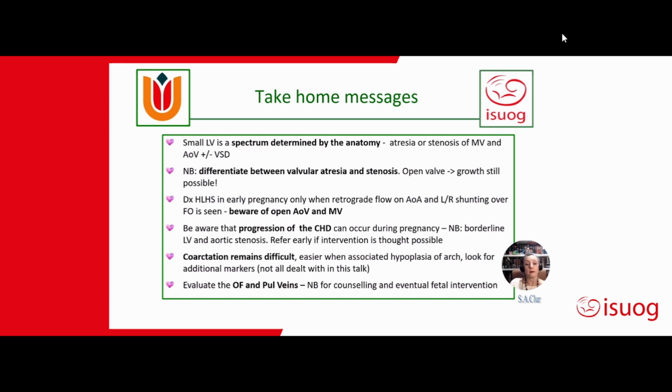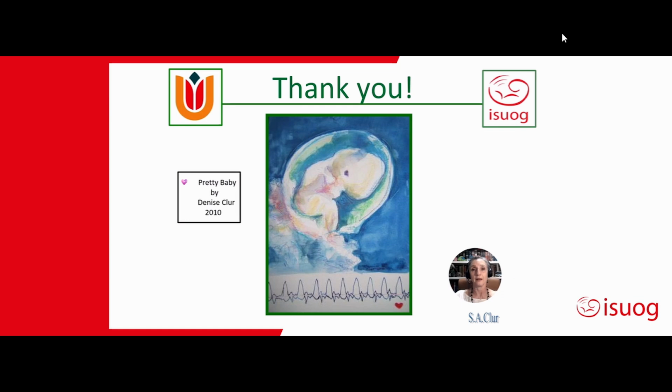Be aware that the heart disease can progress during pregnancy, so a borderline left ventricle can become hypoplastic, and aortic stenosis can develop into hypoplastic left heart syndrome. So refer early if intervention is thought possible. Coarctation remains difficult. It's important to look for additional markers which I could not deal with in this talk. Important also to evaluate the foramen ovale and the pulmonary veins, because this is important for counseling and also if a fetal intervention is contemplated. I thank you for your attention.